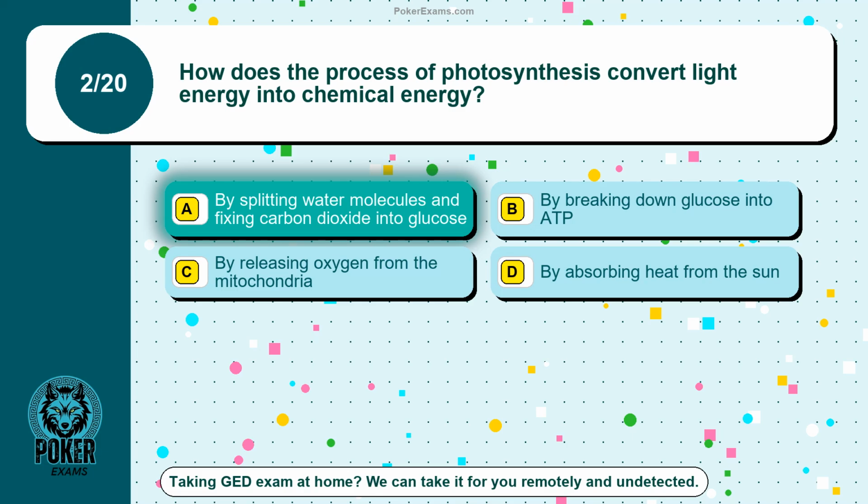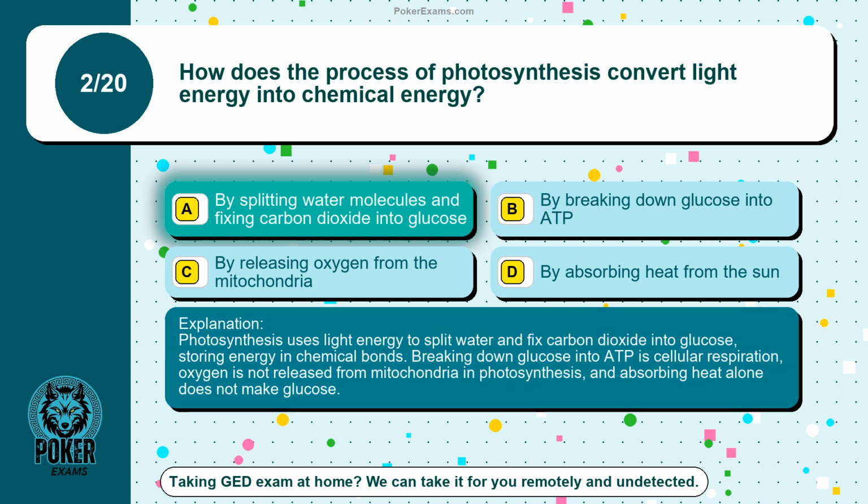The correct answer is option A. By splitting water molecules and fixing carbon dioxide into glucose. Photosynthesis uses light energy to split water and fix carbon dioxide into glucose, storing energy in chemical bonds. Breaking down glucose into ADP is cellular respiration. Oxygen is not released from mitochondria in photosynthesis, and absorbing heat alone does not make glucose.